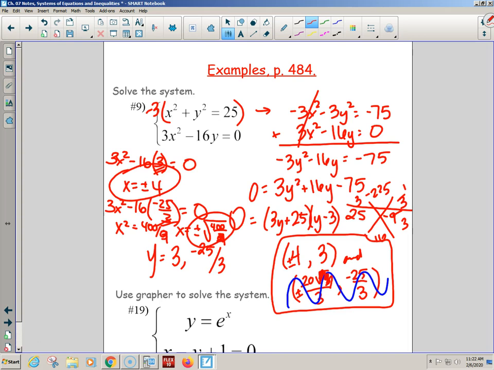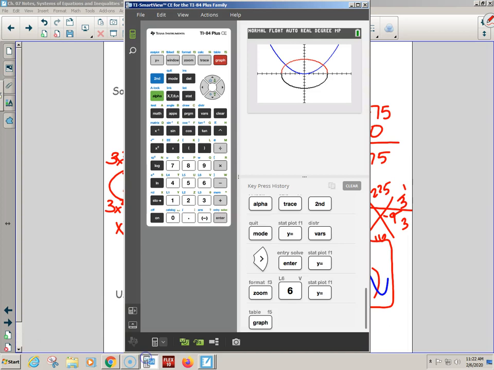Why does 20 over 3 not make sense? What is 20 over 3? It's like an approximate number. 20 over 3, 6-ish. Good. Oops, 6 times 3 is 18. Wait a minute. How big is my circle? It's only 5. Can I have x equal to 6 if my circle only goes to 5? Why was it extraneous? Because 6 isn't even in the circle.